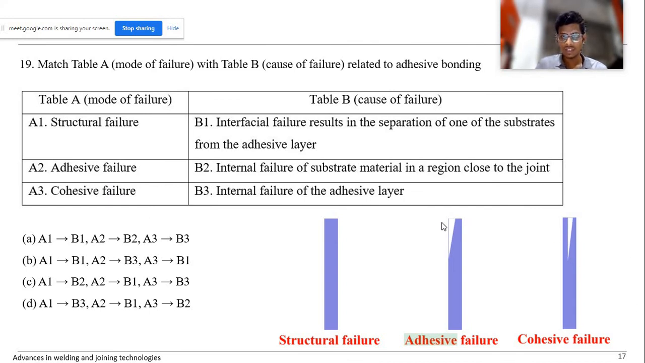So within the material itself. Adhesive means between the bond and the metal. So A2, B1 and A3, B3. And structural failure means A1, B2: internal failure in the region close to the joint, so the substrate material. So that is structural. Basically by name itself you can easily answer this question. So 19 C. For that you need to know these definitions: adhesive, cohesive, and structural.